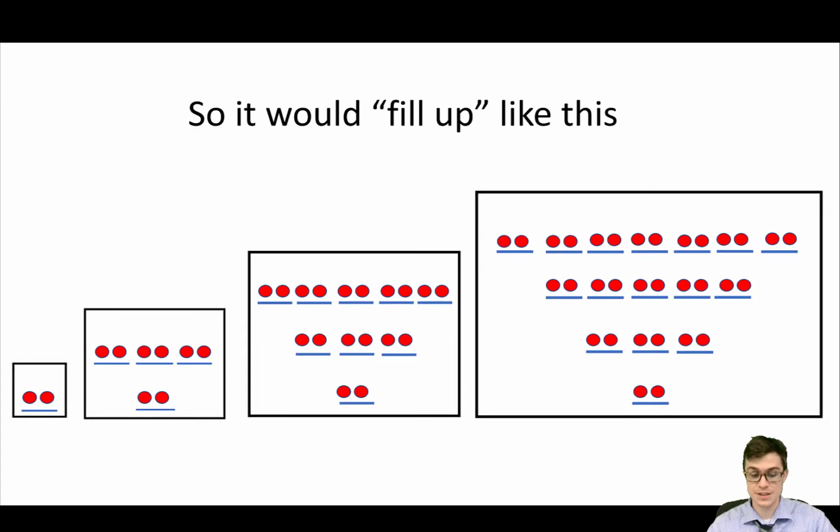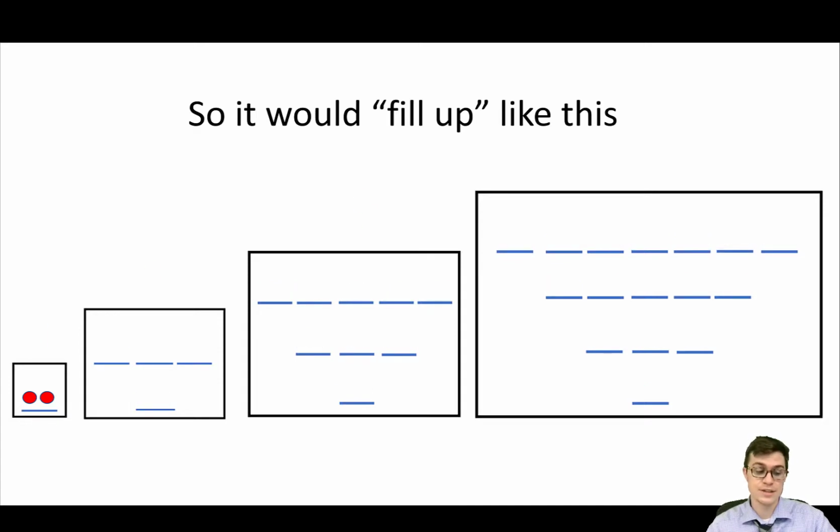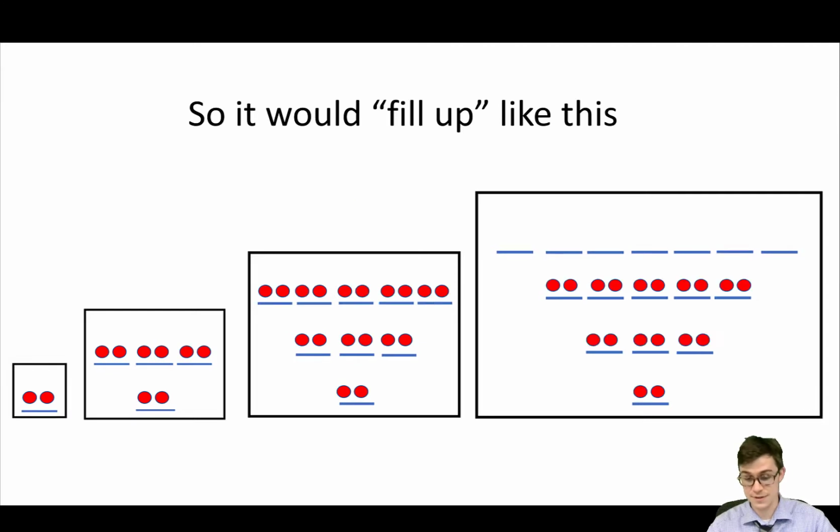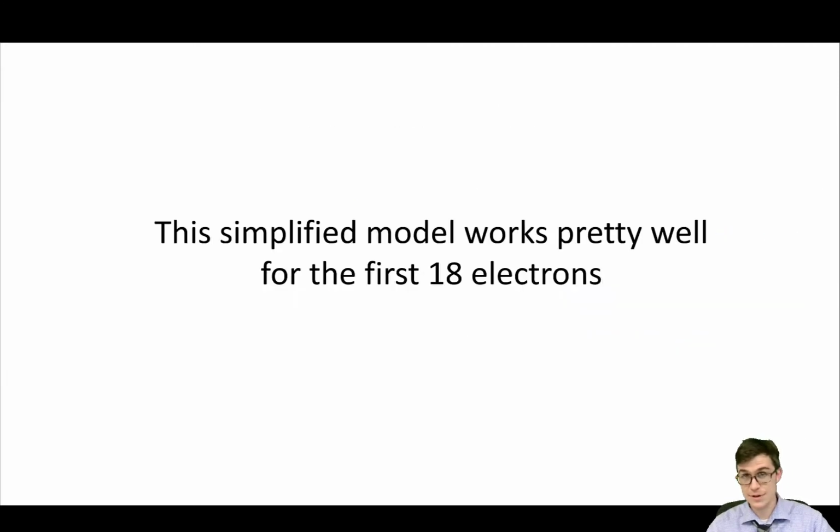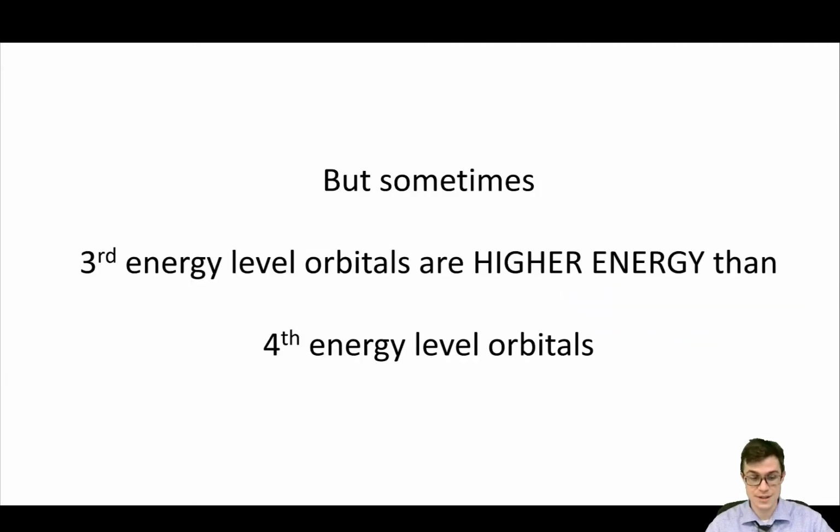So hopefully this makes sense. It's the same thing that we did before. It just restarts every energy level. Then this fills, then this fills, then this fills. So this simplified model works pretty well for the first 18 electrons. But sometimes you have an exception. And we're going to talk about this exception later.